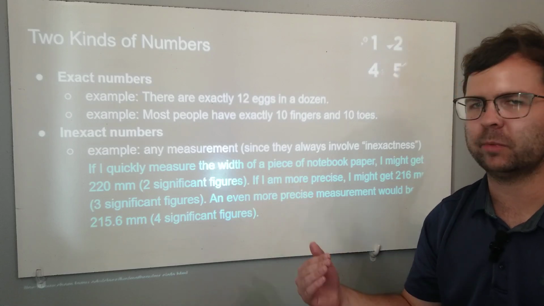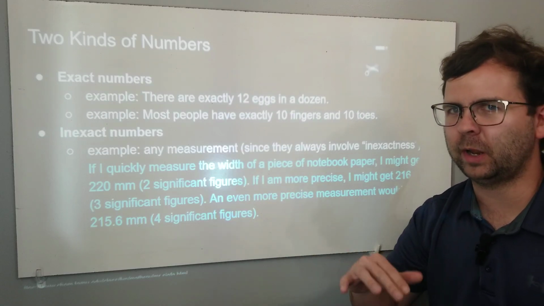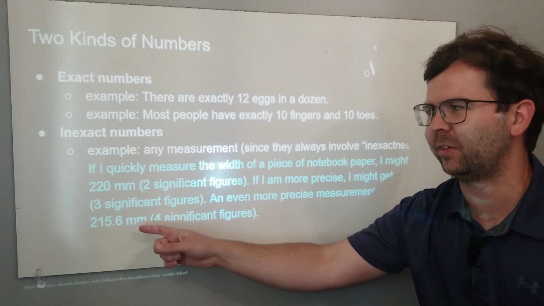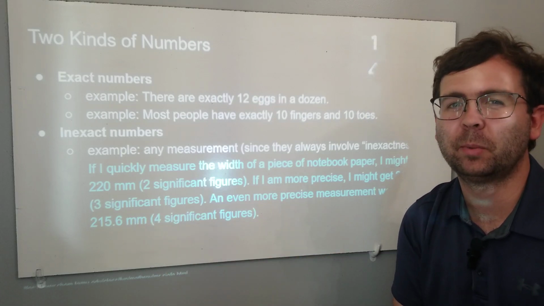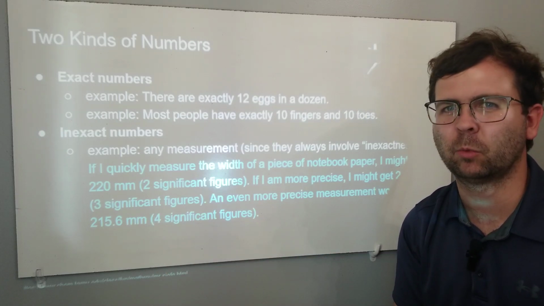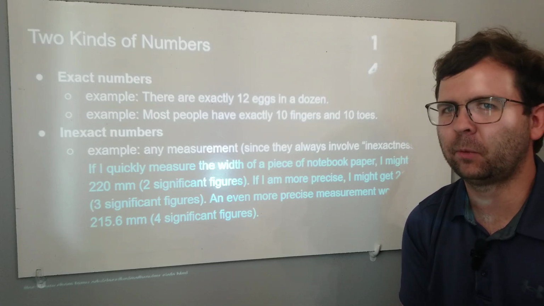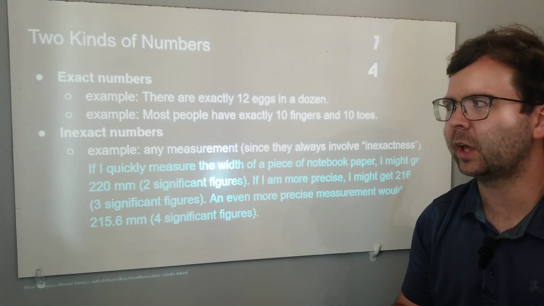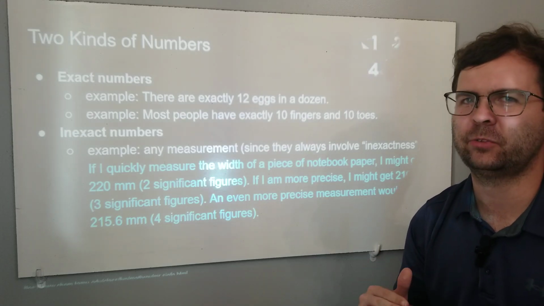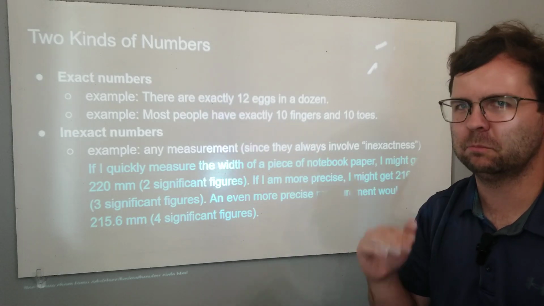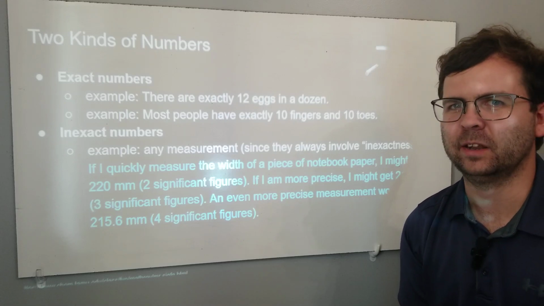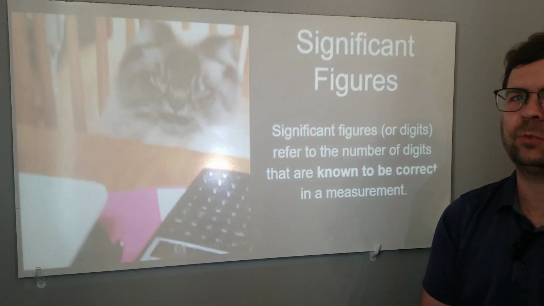So each of these three measurements are inexact. Even the last one still involves some inexactness. We don't know if that's exactly true, or if we had an even better piece of equipment that we could get even more exact than that. And the point is that every measurement that we deal with in science is going to have some inexactness to it. It's not going to be exactly correct. And so we represent that exactness with significant figures.